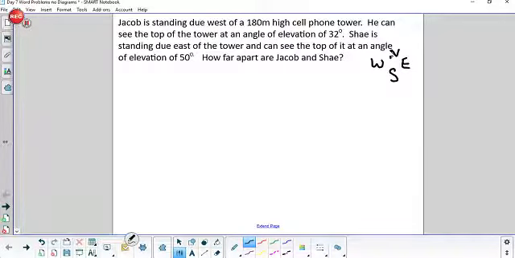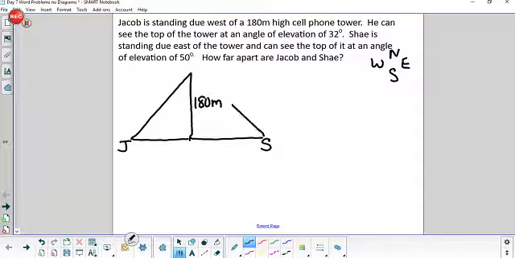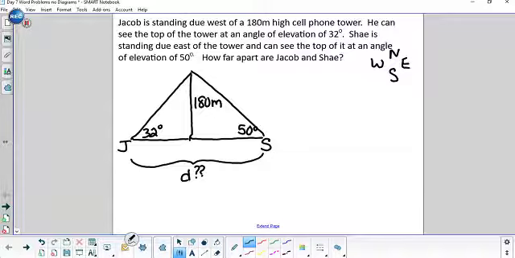We know one person is standing east and one person is standing west of this. So we've got our cell phone tower that is 180 meters tall. Then we've got Jacob and we've got Shay. Jacob is standing west, so Jacob is over here. Shay is standing east, so she would be over there. We are told that the angle of elevation from Jacob is 32 degrees, and the angle of elevation of Shay is 50 degrees. We are asked to find how far apart Jacob and Shay are. So we want to know what their distance is.